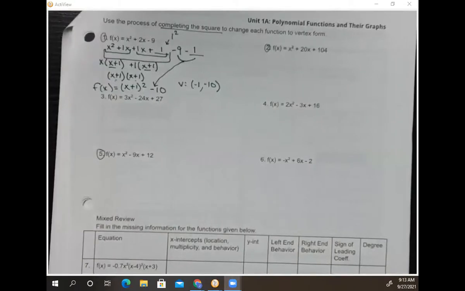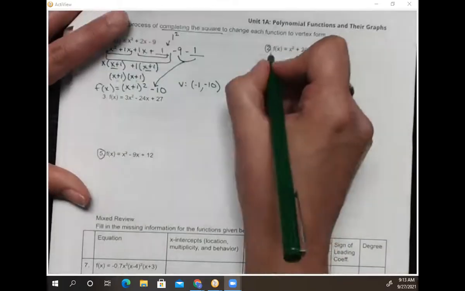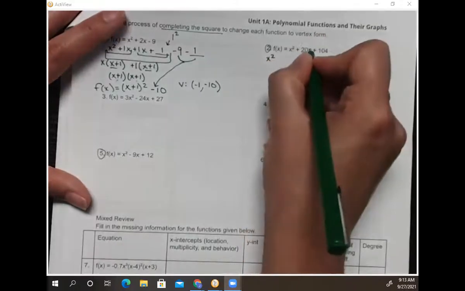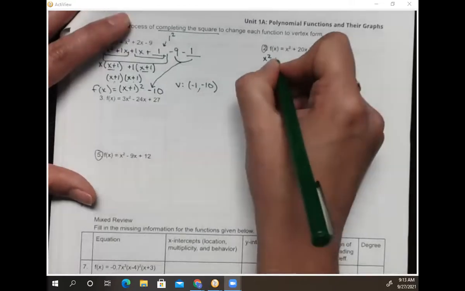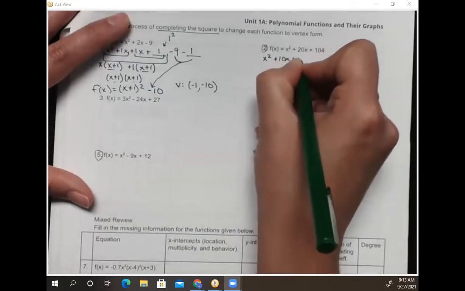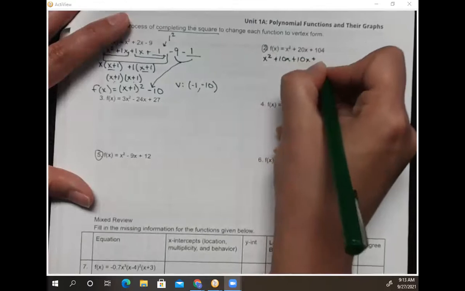Questions on that first one? Okay, let's take a look at number 2. Same idea. I'm going to start by splitting that middle term. So I'm going to keep the x squared, and then 20x, cut in half, would be 10x and 10x. So plus 10x plus 10x plus something.